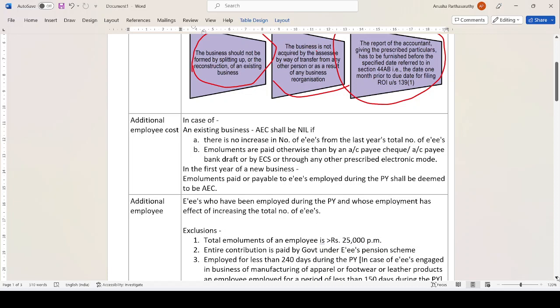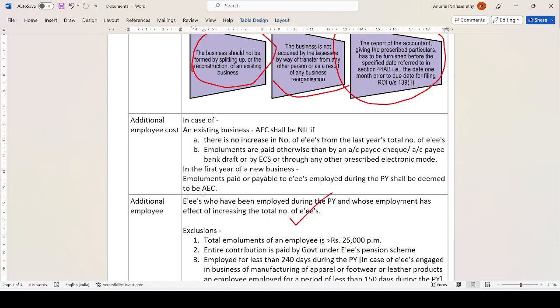So who is an additional employee now? Employees who have been employed during the previous year and whose employment has the effect of increasing the total number of employees. See, this condition we have already known, right? If there is no increase in the number of employees, then there is no additional employee cost itself. So if I have been employed during the current previous year, and my employment has increased the total number of employees, then I will be considered as an additional employee. This all is in the case of an existing business.